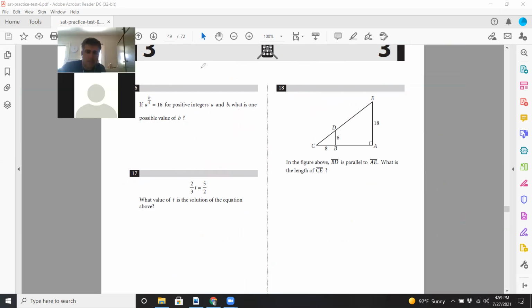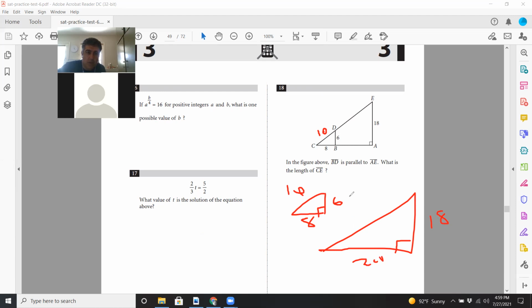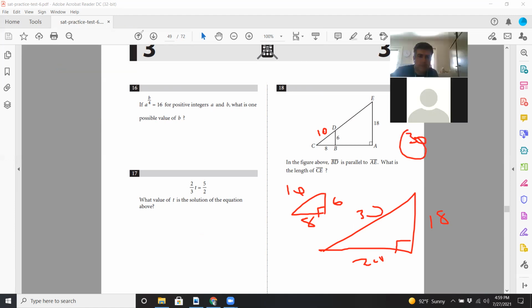For 18, using the Pythagorean theorem, that's 10. And that's a 1 to 3 ratio. So 8, 6, and 10. Big triangle, that's 18. Therefore, this will be 24 because it's a 3 to 1 ratio or 1 to 3 ratio. That's 30. And we only want C, so it's 30. So, okay. But good work there.